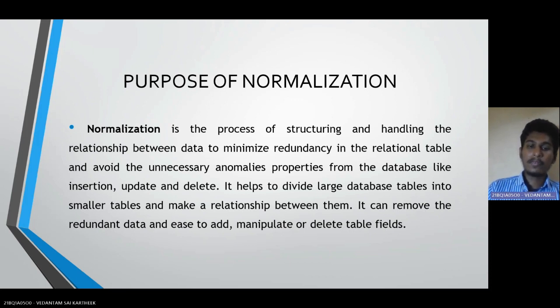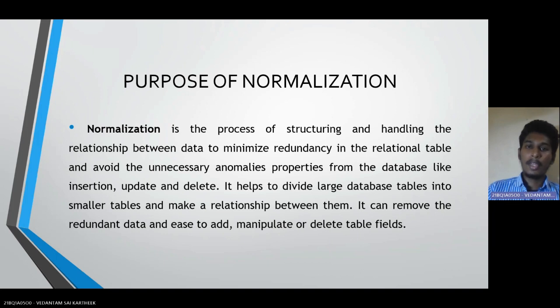It is a process of structuring and handling the relationship between the data to minimize redundancy in the relational table and avoid unnecessary anomalies from the database, like insertion, update, and delete anomalies, as we discussed before. By this normalization, we can divide larger tables into smaller tables, and we can clearly make a relationship between the smaller tables, so that we can easily add or delete the items.